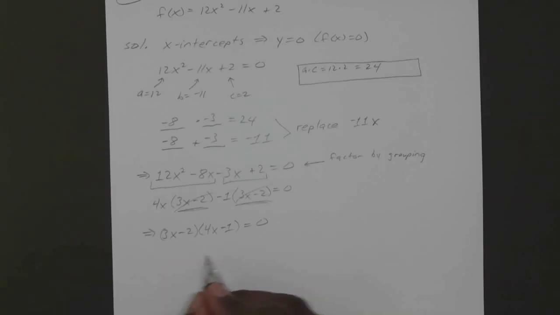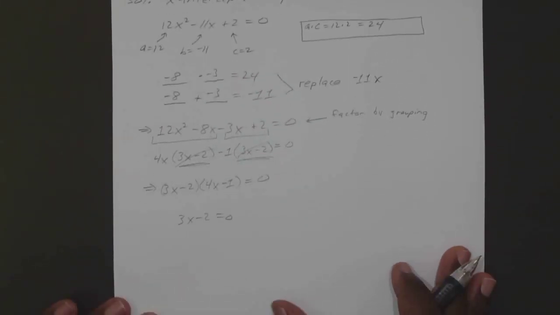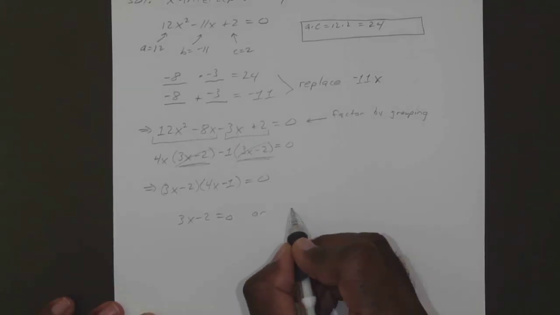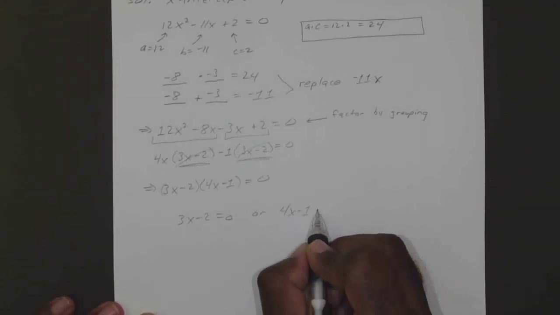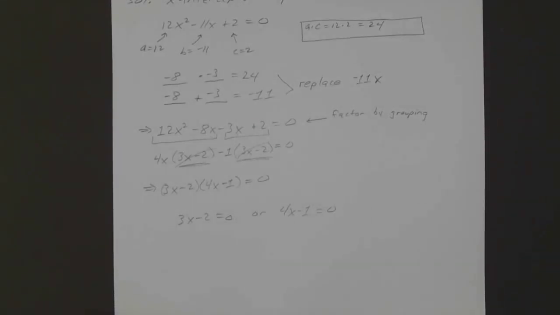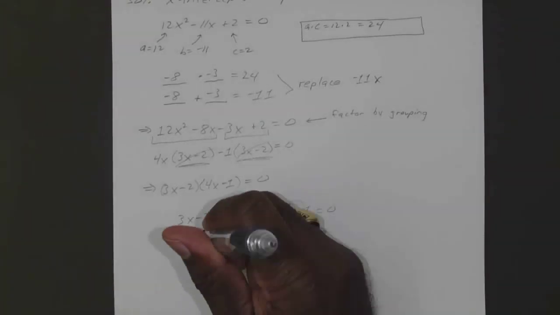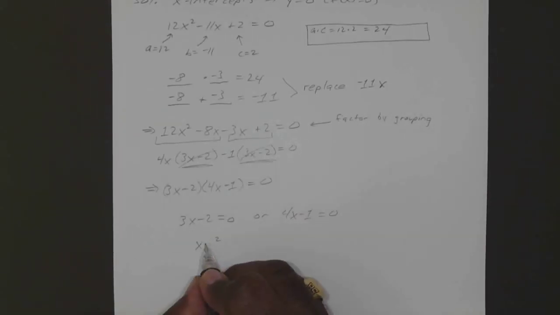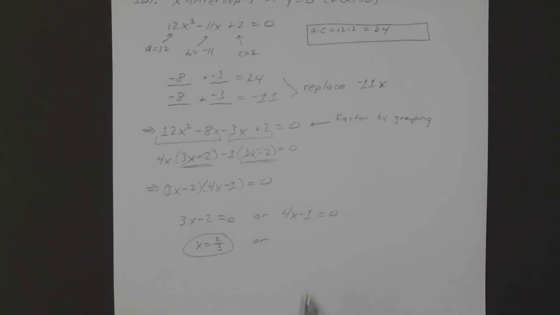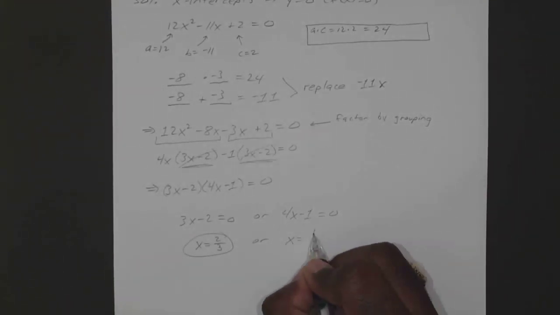That means 3x minus 2 can equal 0, or 4x minus 1 can equal 0. If we add 2 on both sides and then divide by 3, x equals 2 over 3. Or if we add 1 to both sides and divide by 4, x equals 1/4.